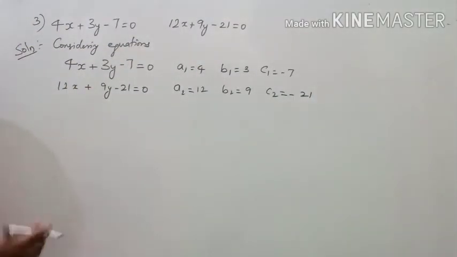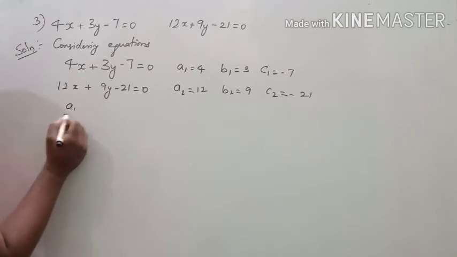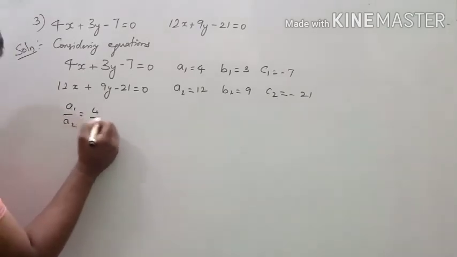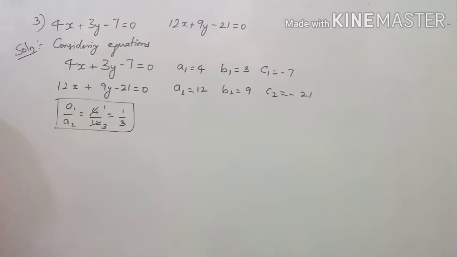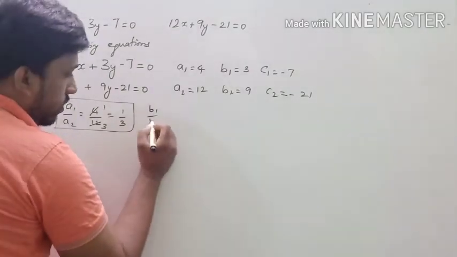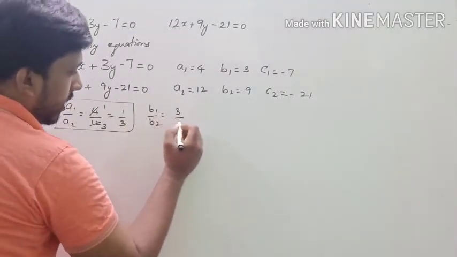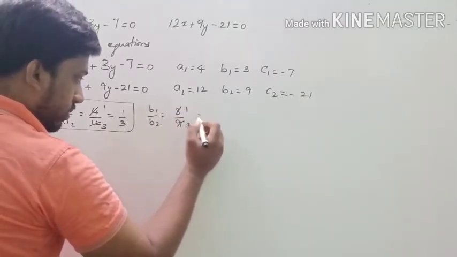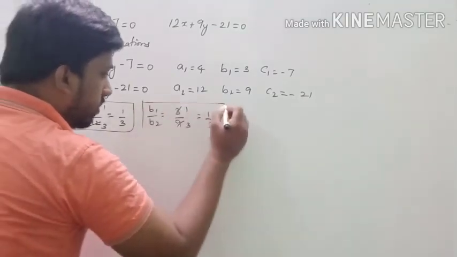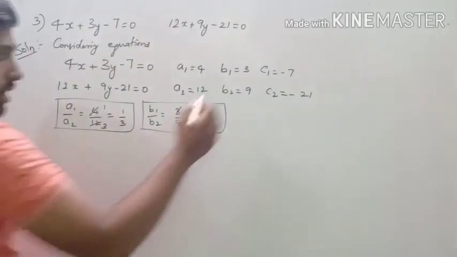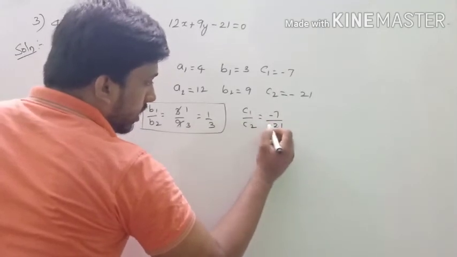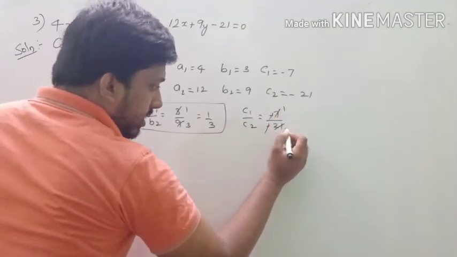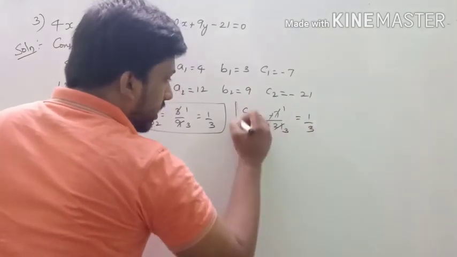So now I am going to take the ratios, that is a1 by a2, that is nothing but 4 by 12. For 4 1s are 4, 4 3s are 12, we will be getting 1 by 3, that is a1 by a2. Next b1 by b2 is equal to 3 by 9, 3 1s are 3, 3 3s are 9, so that is 1 by 3. Again b1 by b2 I am getting 1 by 3. Next I am going to take c1 by c2, that is equal to minus 7 by minus 21. Minus minus gets cancelled. 7 1s are 7, 7 3s are 21, that is 1 by 3.